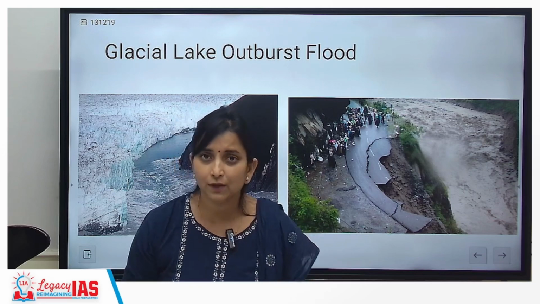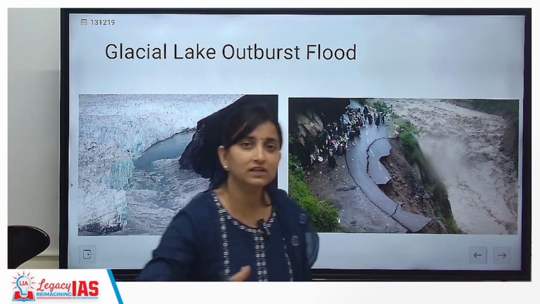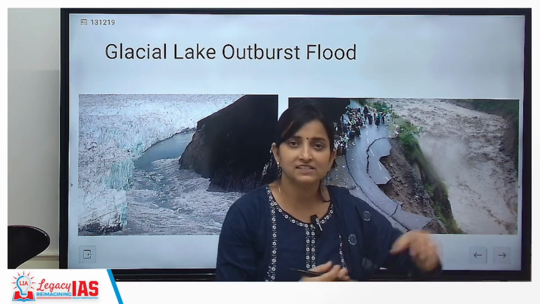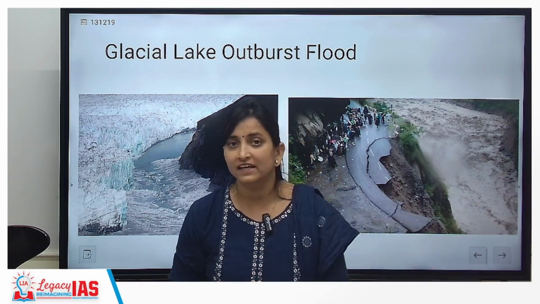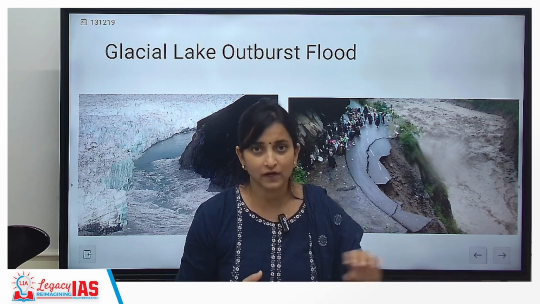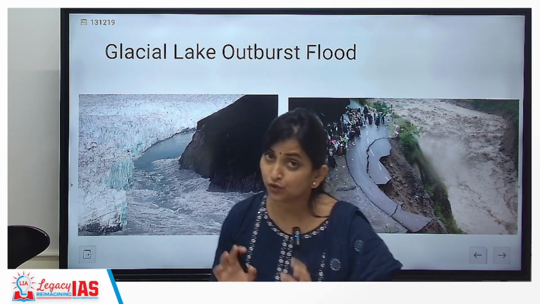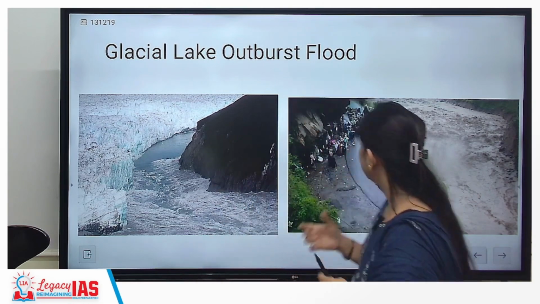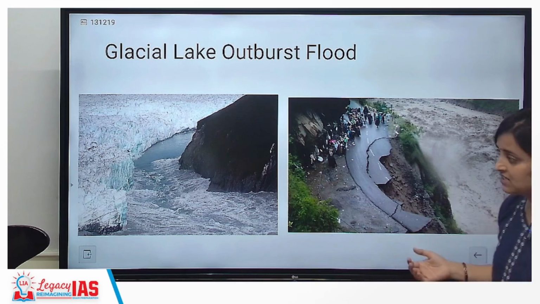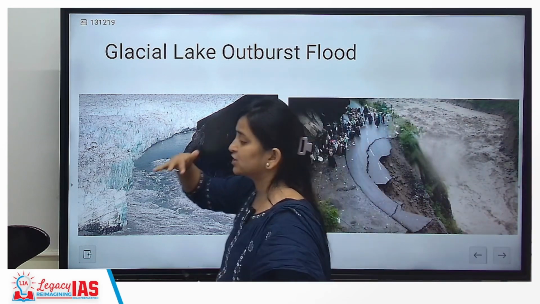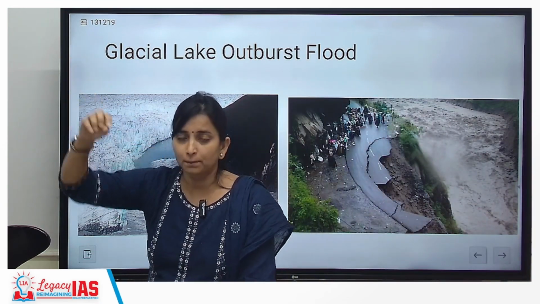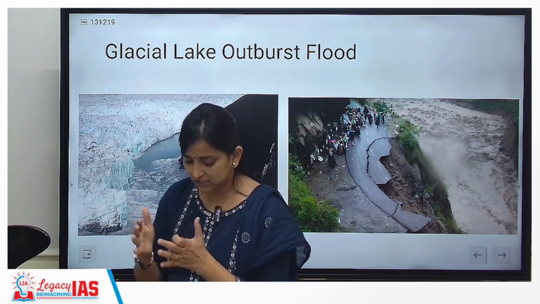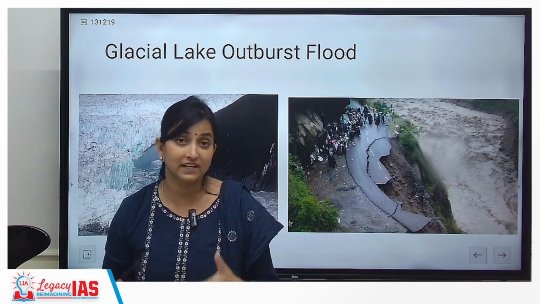So this will break down the boundary and the entire water in the lake will fall down, affecting all the areas of the valley that are at lower altitude. So that is known as glacial lake outburst flood, because the glacial lake usually breaks down. If you look at a glacial lake outburst flood from the top, in the place where this lake has broken down, it will not look very devastating.